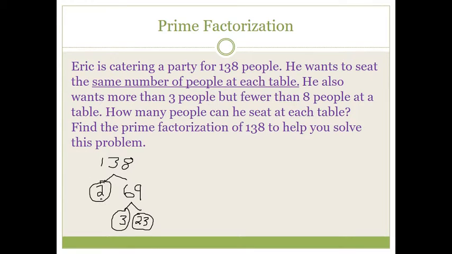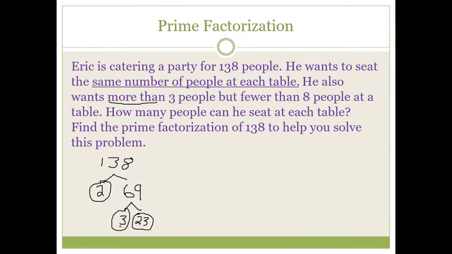Well, we can see this is divisible by 2, so I could split them into 2 groups and have these huge tables of 69 people apiece. But the problem says that it needs to be between 3 and 8, so that's too big. 23 obviously goes into 138, but then I'd have to have 23 people at each table. And again, the problem states that they need to be between 3 and 8. So 2 we already said is too small. How about 3? Well, the problem says here that he wants more than 3 people. So that means I can't have just 3.